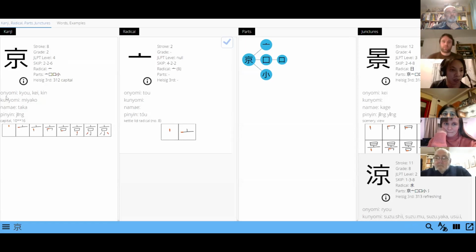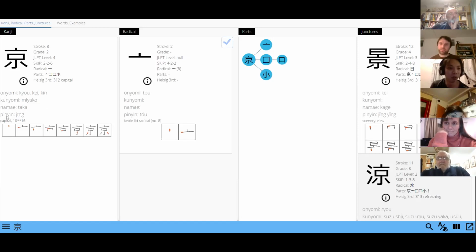And then here you have the onyomi. It has all three Chinese readings. The kyo, that's the go-on. Ke is the kan-on. And kin, that's the to-on. And it has one kunyomi, miyako. Nobody uses the kunyomi in modern language, like miyako. It sounds like classical Japanese. And namae, it means how the kanji would be pronounced if it appears in a person's name.